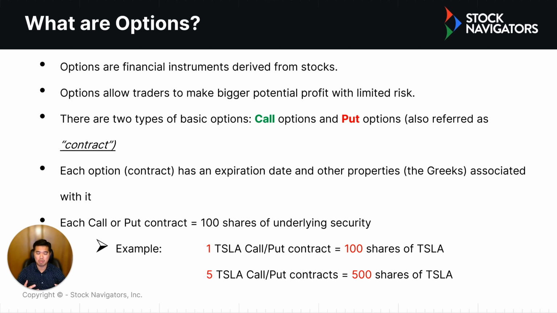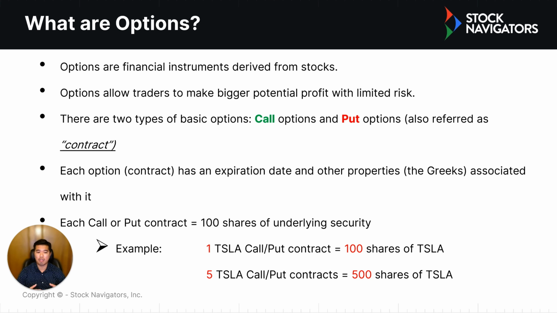Sometimes you can hear terms like delta, vega, gamma, theta. Those are the Greeks, the properties associated with each option, and we will talk about the Greeks and their properties in another video. In this video, I will just briefly go over the basic definition of options. Each call or put option, or contract, equals 100 shares of the underlying security.